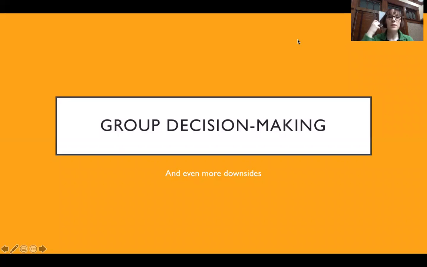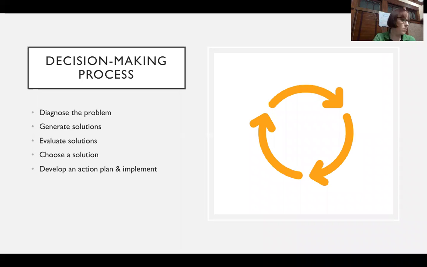Okay, so now in this final part of the groups and teams set of videos, we're going to talk about group decision making and all of the downsides that are also related to coming together to make decisions in a group context.